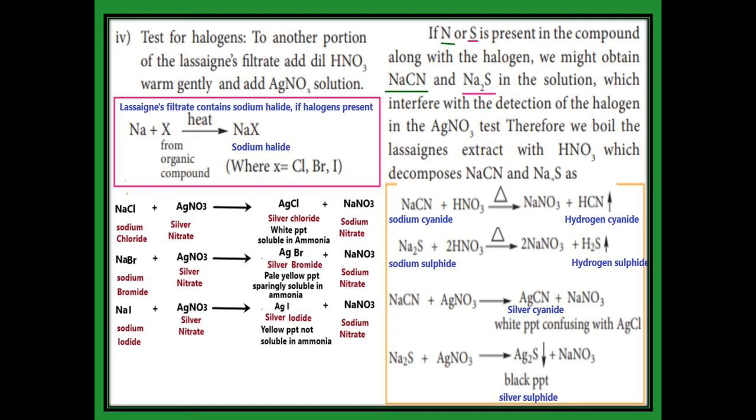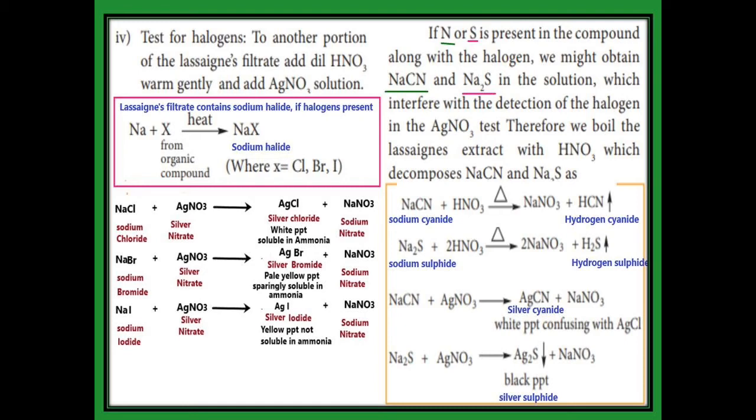So if halogens are present in the organic compound, first of all the halogens react with the sodium metal. It produces sodium halide. Then afterward the sodium halide reacts with the silver nitrate. It gives different colors of precipitate. Now one by one we will see. Sodium chloride reacted with silver nitrate gives AgCl. AgCl means silver chloride. It is a white precipitate. That white precipitate is soluble in ammonia. Along with that we get the byproduct sodium nitrate.